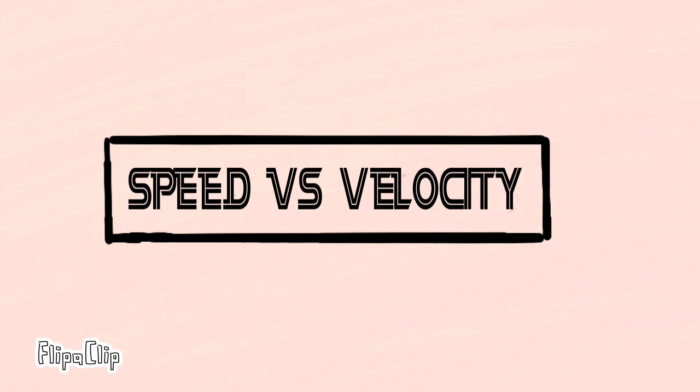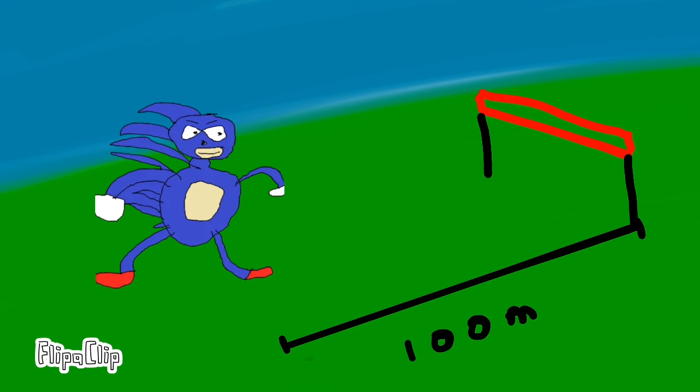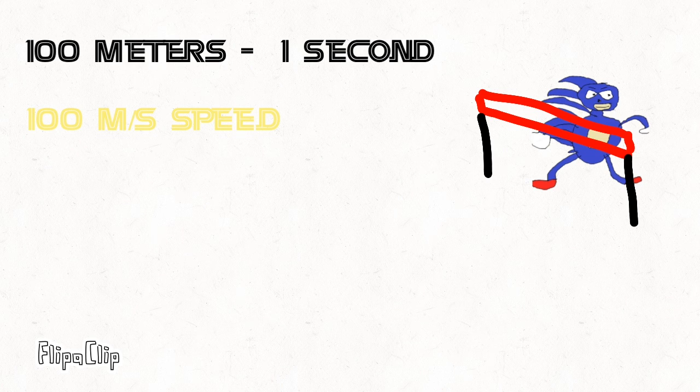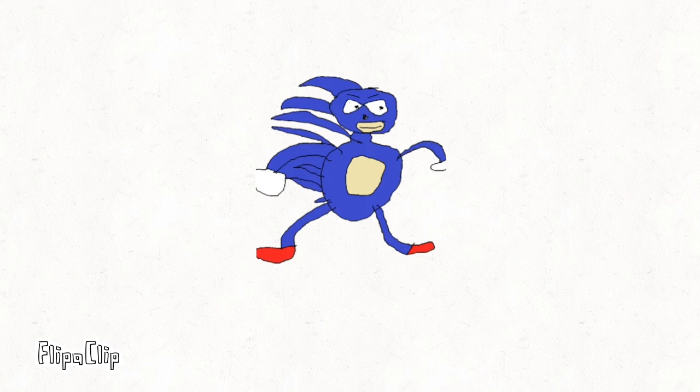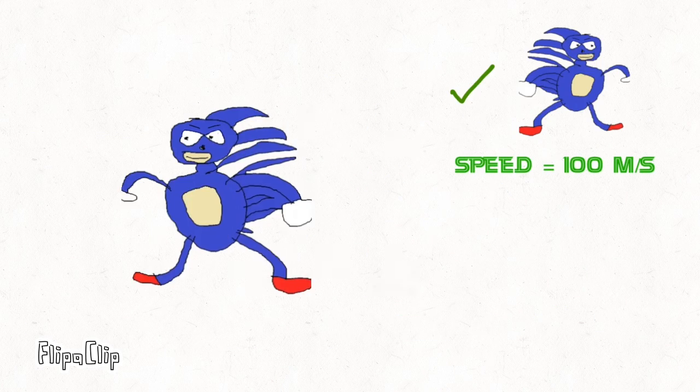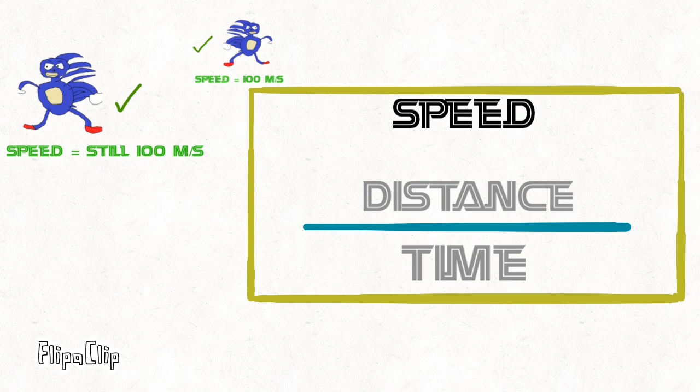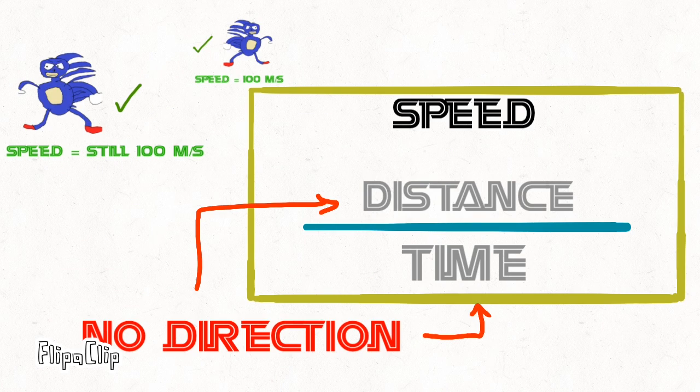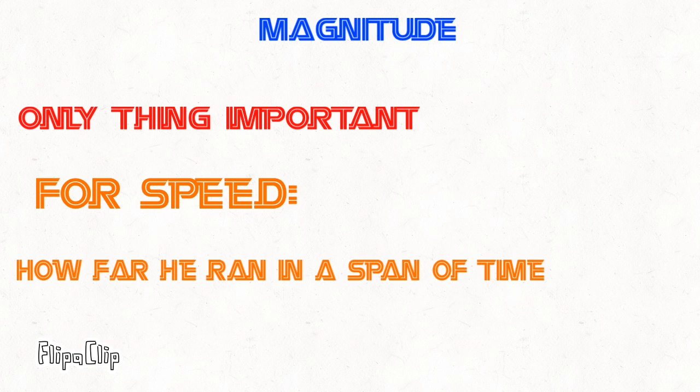Speed and velocity are similar, but there's a reason they're two different words. To understand this, let's say Sonic ran the 100-meter race in just 1 second. That means he's running at 100 meters per second, which is his speed. For speed, it doesn't matter if he was running towards or even away from the finish line. This is because the formula for speed is distance over time, and both values have no direction. The only thing that matters is how far he ran in a certain amount of time.